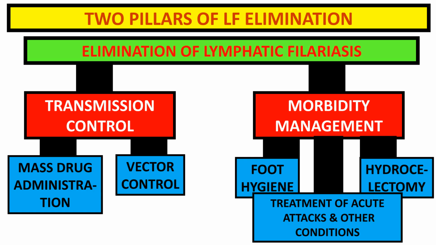The drugs used, usually a combination of albendazole with either diethylcarbamazine or ivermectin, kill microfilariae and prevent transmission to mosquitoes. When coverage is high and sustained, MDA can eliminate transmission within 5 to 6 years. Second, vector control targets mosquitoes that transmit the disease. This includes insecticide-treated bed nets, indoor residual spraying, environmental management to reduce mosquito breeding sites, and personal protection measures.